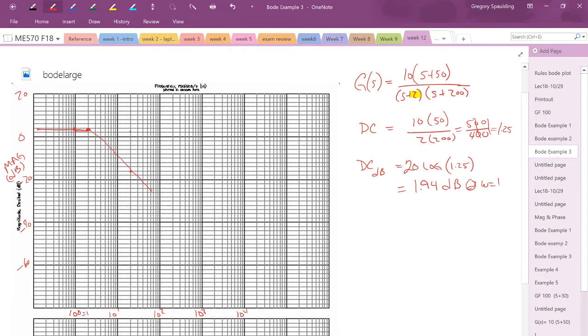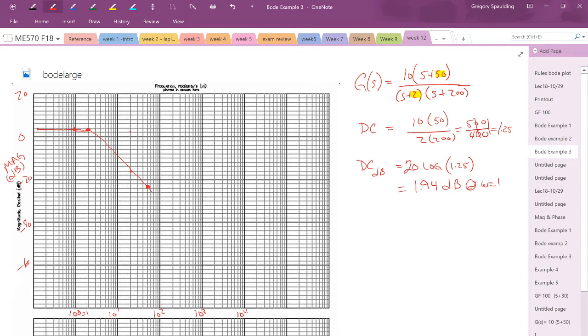Okay, and we're going to go until we hit the next largest pole or 0. The next largest pole or 0 is at 50. So we're going to travel down this line until we hit 50. And let's see, we're at 10 to the 1, so this would be 20, 30, 40, 50. So that should be right around in there. Okay, so we're going to do something there at the frequency of 50.